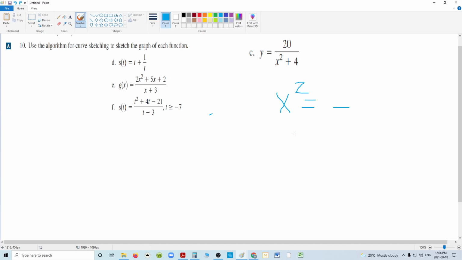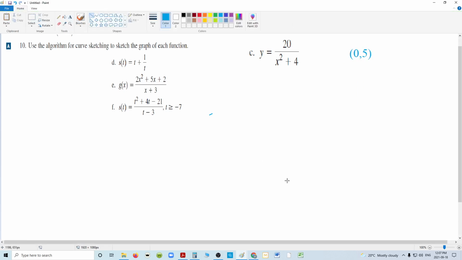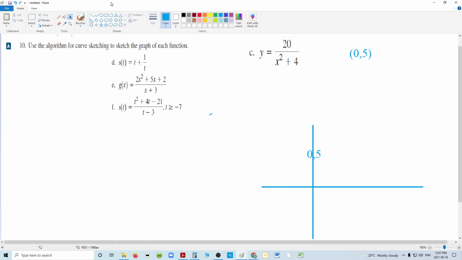You can also set x to 0. So when x is 0, we got 20 over 4, which is 5, which means you have a y-intercept of (0, 5), which is a great place to start. So we're going to do our graph, and right away we're going to say it goes through (0, 5), which is quite high up, isn't it? So you just need to figure out what happens after that.